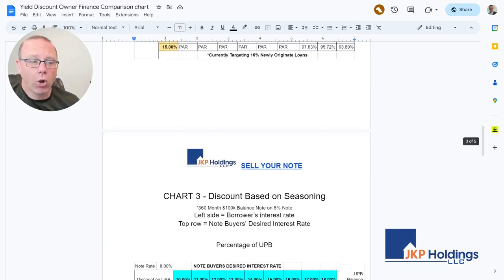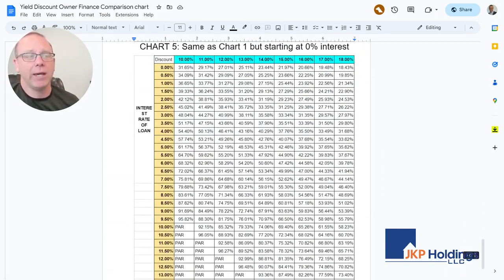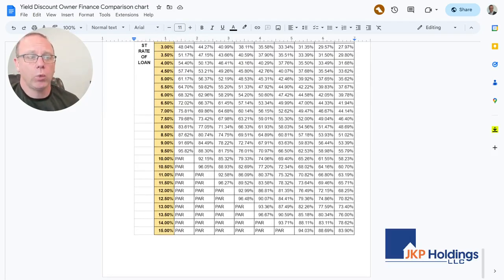We have a few other charts showing seasoning and explanation there. And finally, we have a huge chart to show the entire range of possible interest rates, and you can see the expected discount from no point of view. The word par in this case means expected around 100% of UPB. However, most note buyers will never buy at that, simply due to the fact that they may not get any return in the deal.